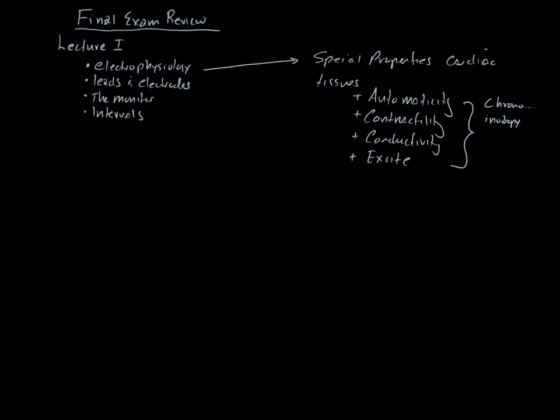Good. How about dromotropy? What is that? It changes the speed of conduction through tissues. So positive dromotropes, you conduct easier through tissues. Negative dromotropes would slow conduction through tissues. You guys good with that?